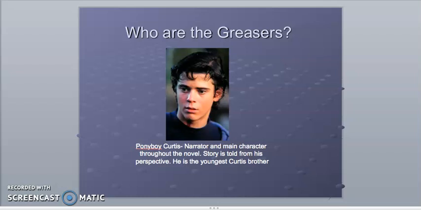So who are the greasers? We're really quickly going to go over the characters that we see. The images I included are the actors from the movie, just so you have a picture of what they look like in the movie.